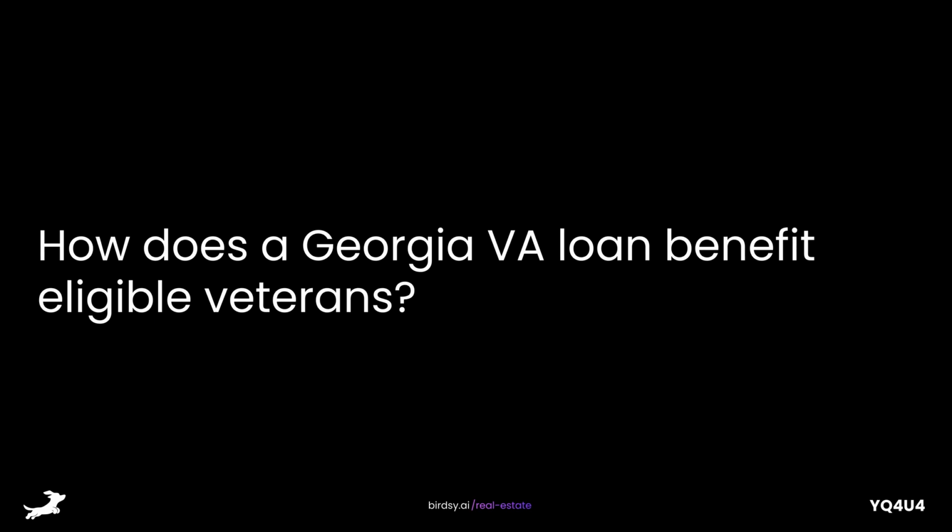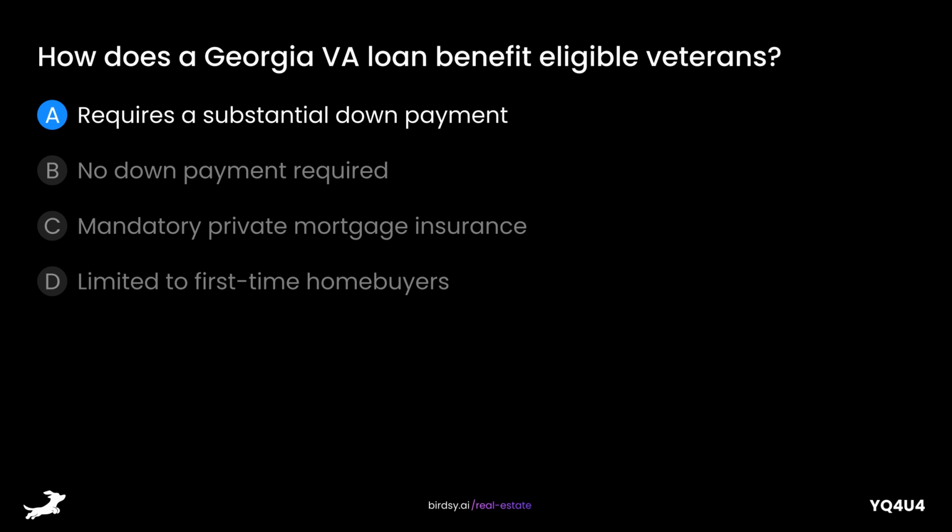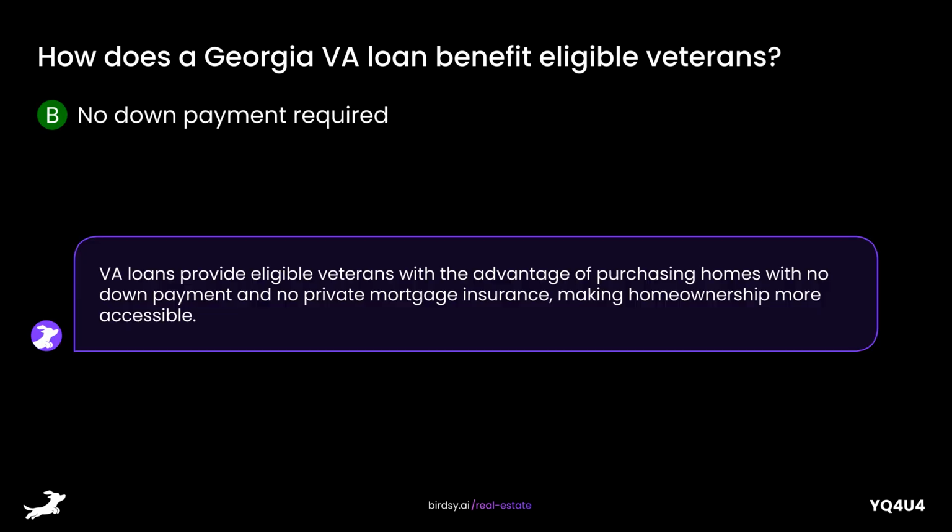How does a Georgia VA loan benefit eligible veterans? Is it A. requires a substantial down payment, B. no down payment required, C. mandatory private mortgage insurance, or D. limited to first-time homebuyers? The answer is B. no down payment required. VA loans provide eligible veterans with the advantage of purchasing homes with no down payment and no private mortgage insurance, making homeownership more accessible.